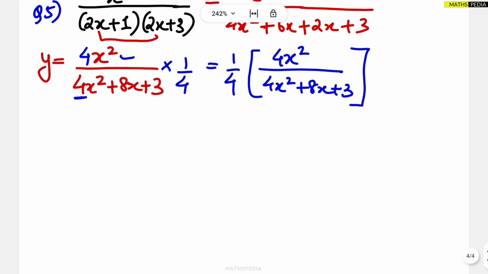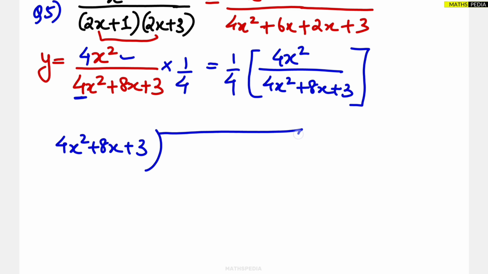So here 4x square plus 8x plus 3 goes outside. What will be inside then? 4x square will be inside. Simple. Now how to do the multiplication? First term outside, first term inside you have to take. So 4x square, with what should I multiply to get 4x square? With 1 itself. So you will be getting here 4x square.